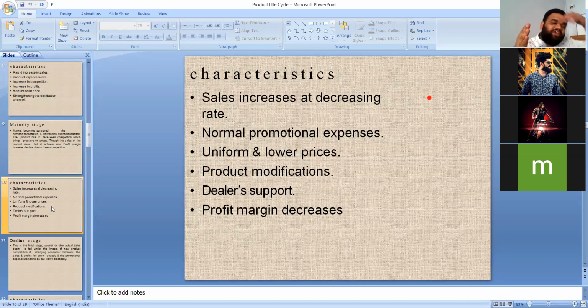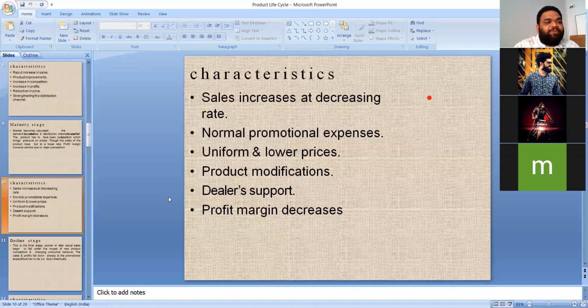Okay, what do you mean by modifying the product? It means adding something new, new features, new attributes, adding something different based on our competitors. That is where innovation comes into the picture. That is what we call product modification.